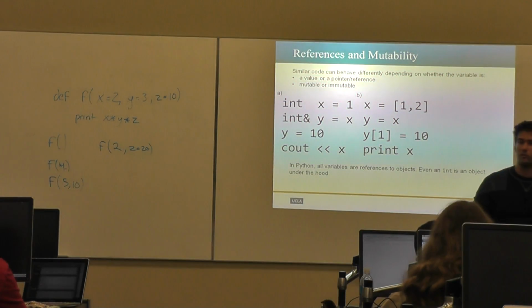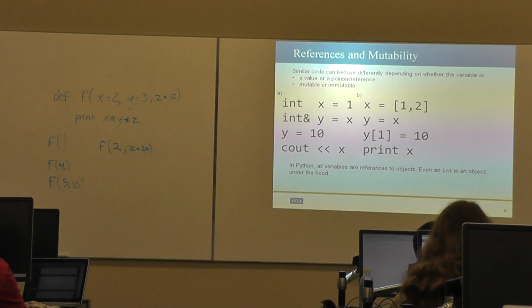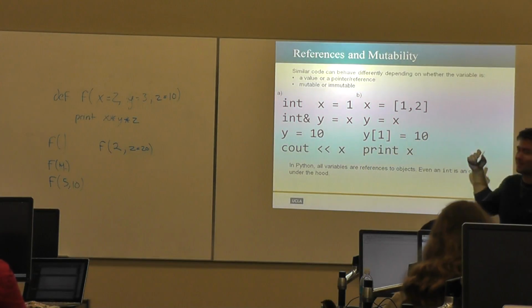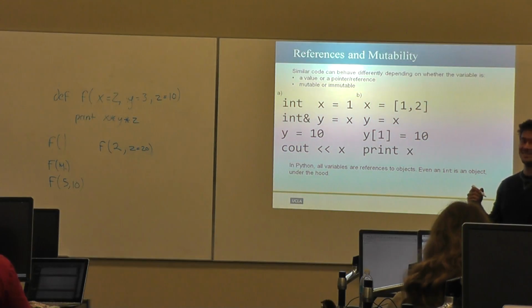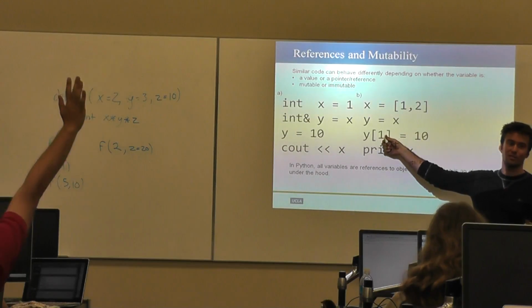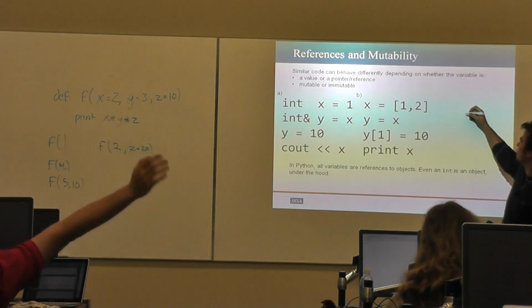Who can tell me the result of this code? Yeah. 10 as well, so let's see, 10, 2, he says. Close. So let's take a look at this. We'll do it carefully, okay?